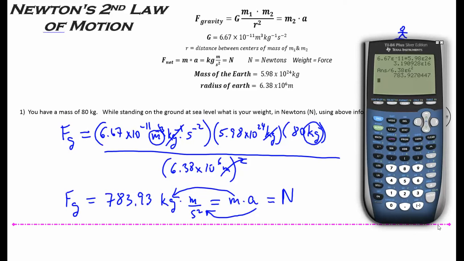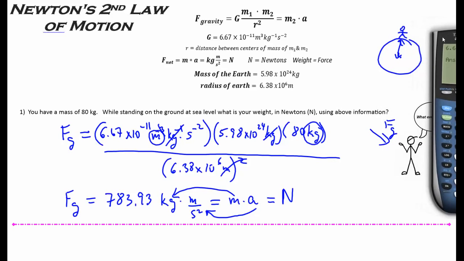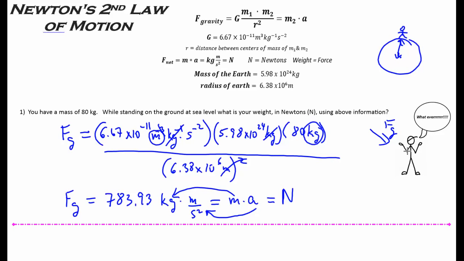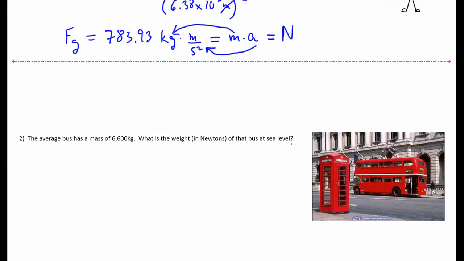So now let's look and see what we've got. Put that over there. So this person standing on the surface of the Earth, 80 kilogram person, has a force of gravity from the Earth acting on it of 783.93 kilograms meters per second squared, or 783.93 newtons. Now let's look and see what kind of force of gravity the Earth applies to this double-decker bus. What's the mass of the double-decker bus? It is 6,600 kilograms. A little different from the 80 kilograms.